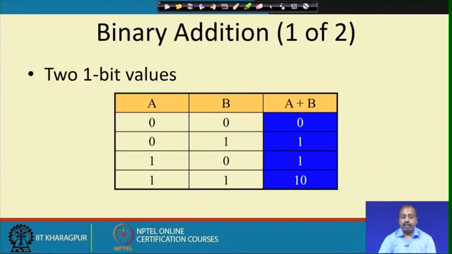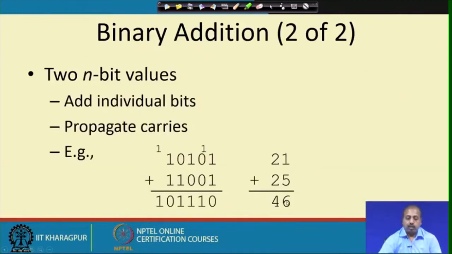When you are adding binary numbers, to add two 1-bit values, this is the rule. If both bits are 0, a plus b, 0 plus 0 is 0, 0 plus 1 is 1, 1 plus 0 is 1, and 1 plus 1 is 2, which requires 2 bits to represent. So that is 1 0, that is 2.